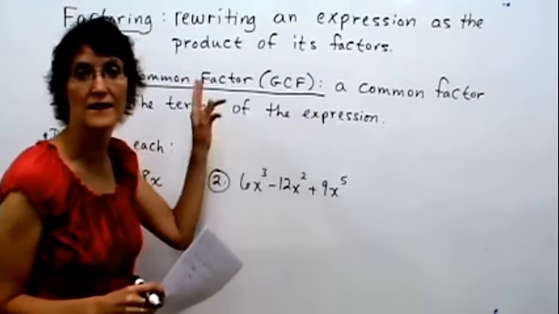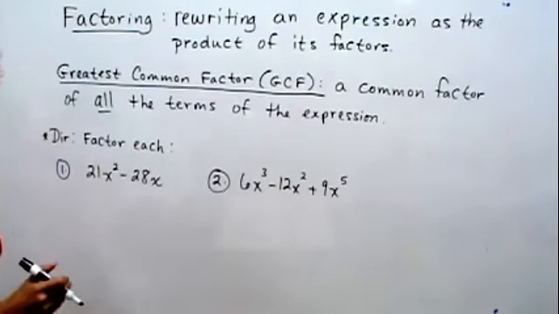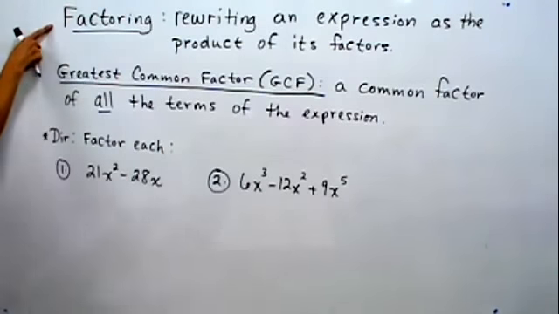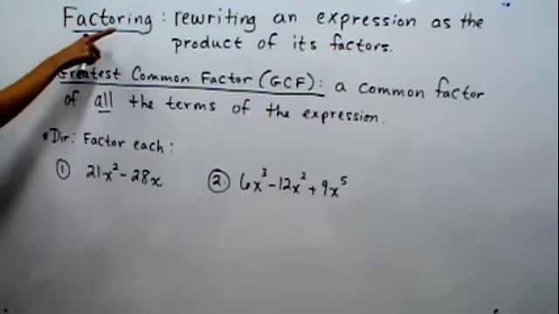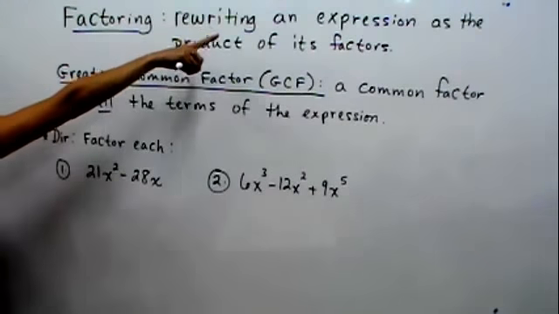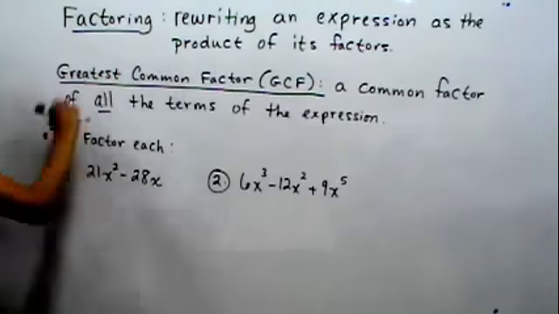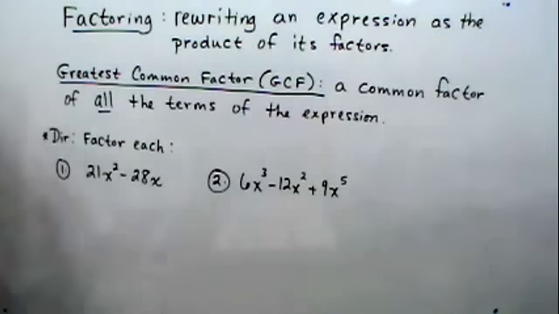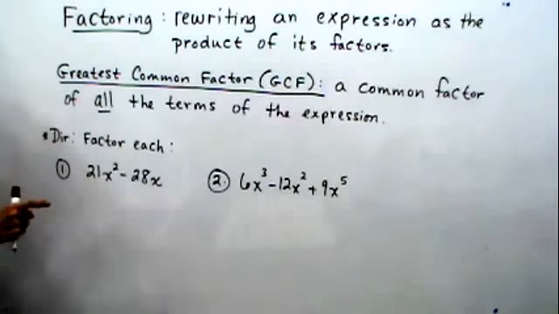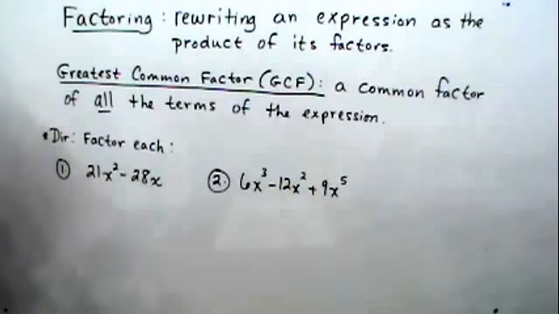Just some different definitions here that I've already written for you. So factoring is rewriting an expression as the product of its factors. And the greatest common factor, the GCF, which you'll hear me say, is a common factor of all the terms of the expression. So every single term in the expression has to belong with that GCF.